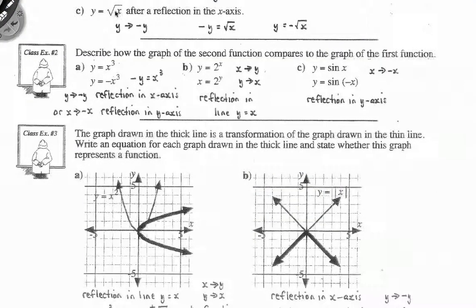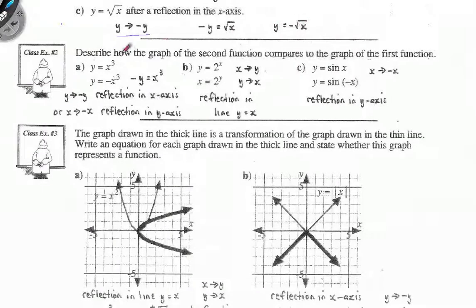Part C, y equals the square root of x. After a reflection in the x-axis, that means the y's become negative. Y goes to negative y. So this equation will change to negative y equals root x. Bring the negative over, you'll get the following. So you can see that the y values, whatever they were, have changed sign. All the y values that were positive are now negative, and those that were negative are now positive.